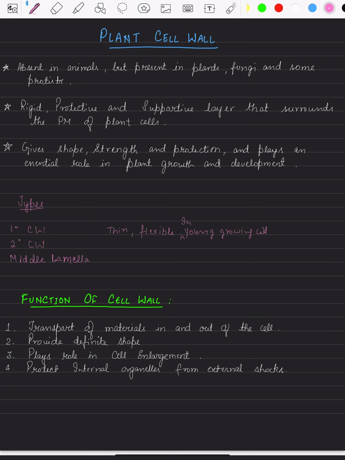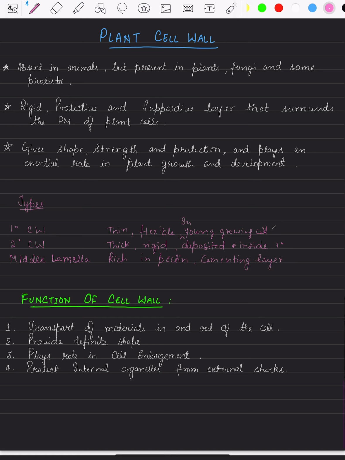Whereas the secondary cell wall is thick, rigid, deposited inside the primary after cell growth. The middle lamella is rich in pectin, and it is responsible for cementing the primary and secondary walls. So this is also known as the cementing layer.